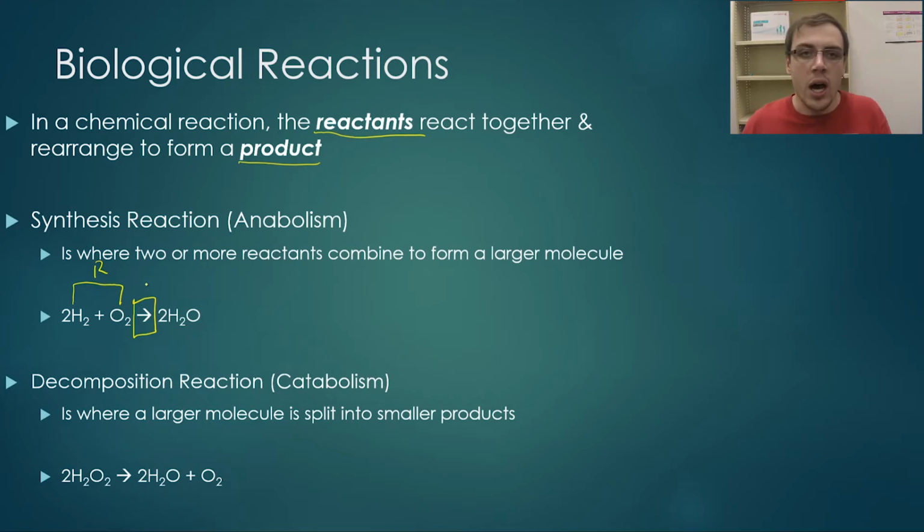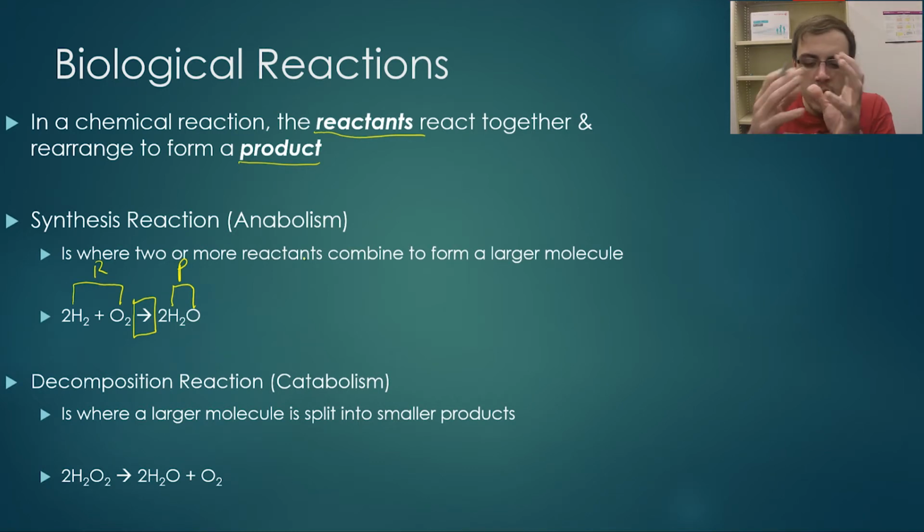So we have our hydrogens, we have our oxygens, something happens, so we look away, that's the arrow, and when we look back, we have water. And this is what this reaction is telling us, which means that the product is H2O. So this is an anabolic reaction because you have hydrogen and you have oxygen, and they're combining to build water.